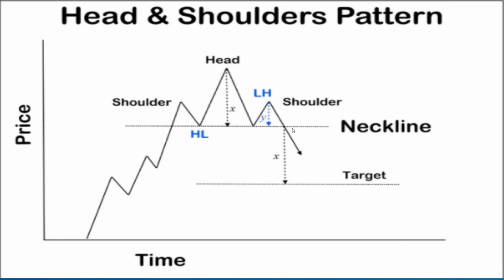And then if this breaks after the right shoulder, we predict that the market will go in the opposite direction, will go down, and we have a target. And this target will be the same measure as the measure between the neckline and the peak of the head. This would be our target for this shape or this pattern. And our stop loss, of course, can be above the shoulder or above the head. Of course, above the head will be safer, but it will be higher in value in pips and so on.